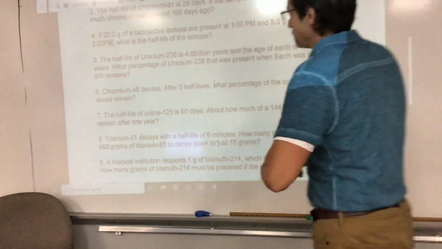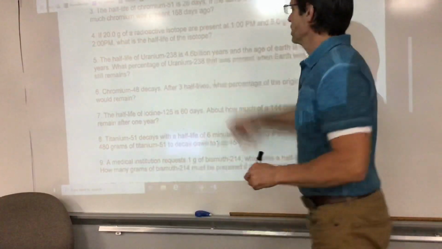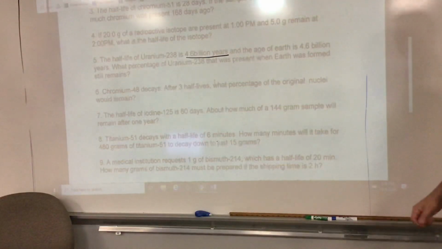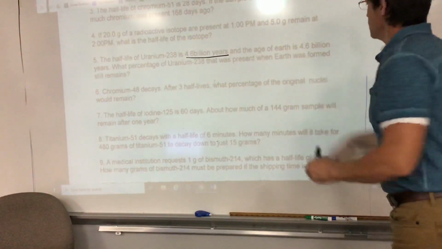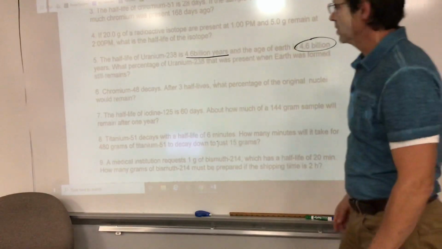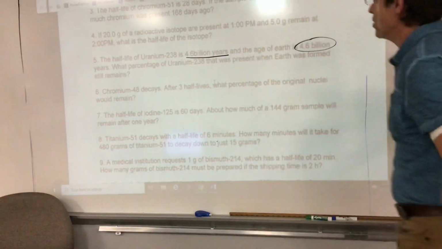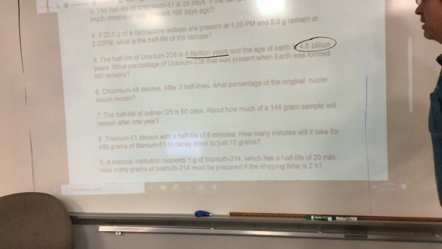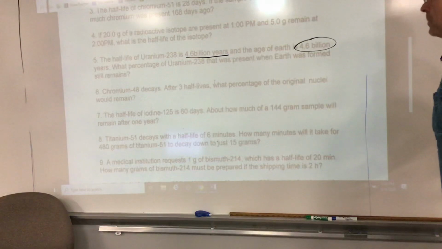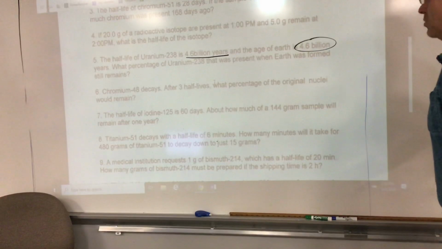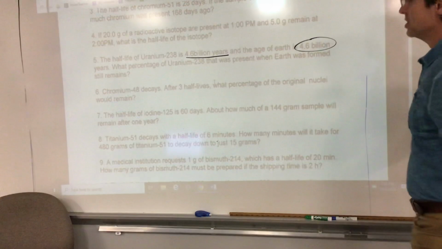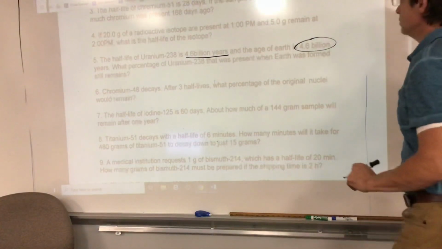All right, so the half-life of uranium-238 is 4.6 billion years, so this is a very slowly decaying isotope. And the age of Earth is 4.6 billion years old. What percentage of uranium-238 that was present when Earth was formed still remains? This is number 5. So think about it.